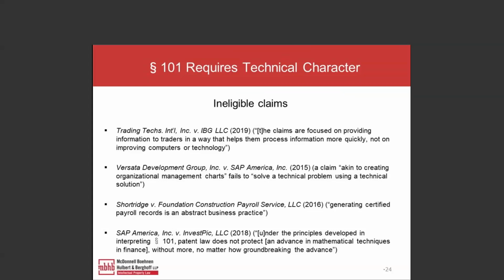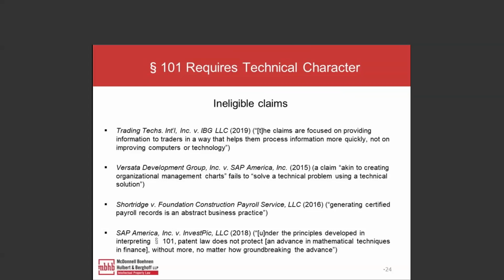But in the US, up until Alice, they really weren't that hard to get patented. And even after Alice, you can still get some business methods patented. It's just a bit harder. But why do I think that Section 101 now requires this technical character? Well, I'm just going to stick with the language of the case law coming straight out of the Federal Circuit.